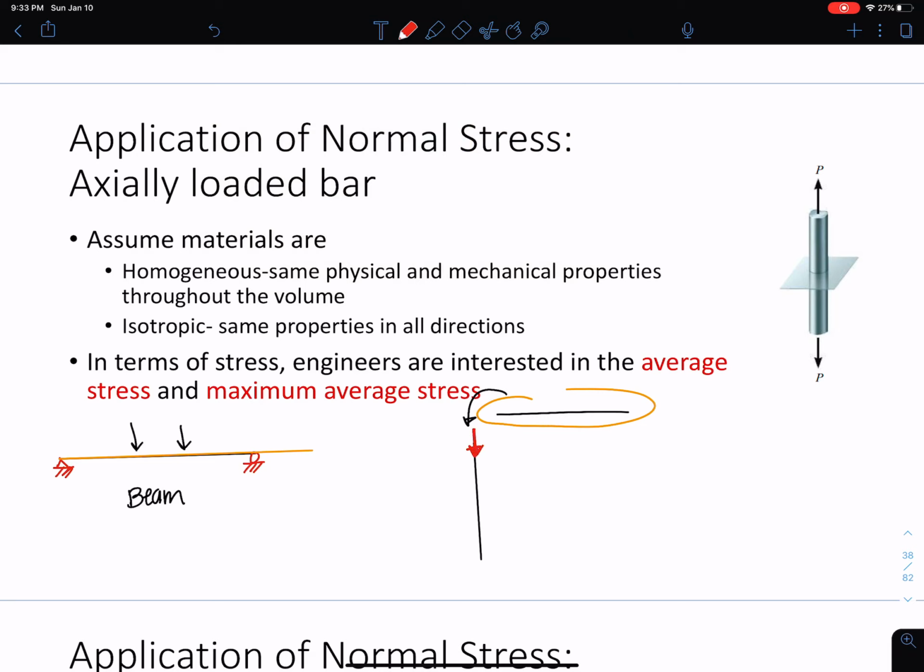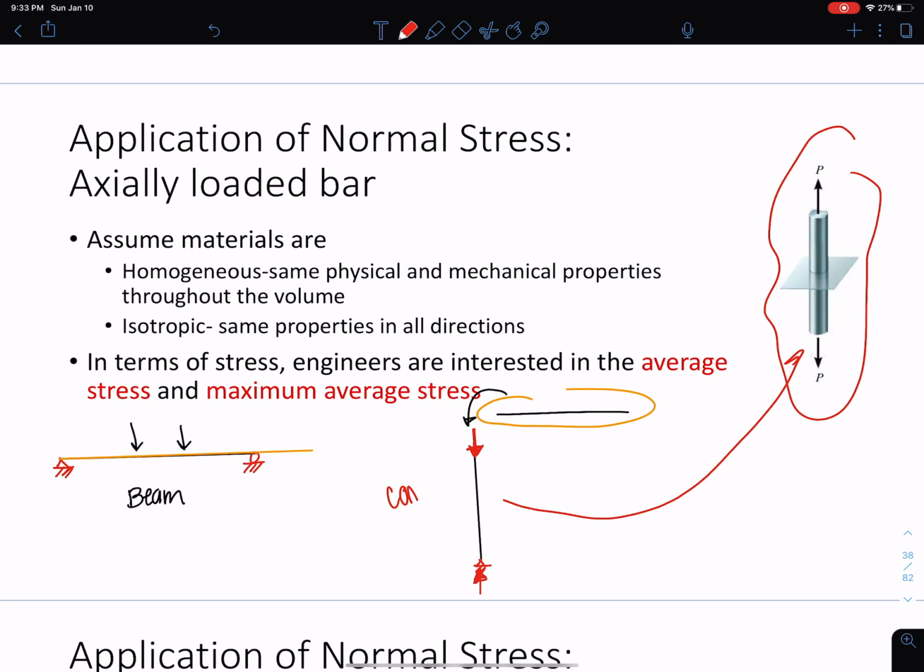Okay, and the column will be pinned, fixed here, whatever, and you'll get some type of reaction. So do you guys see that this system I drew is the same as this system here pretty much? This is just in compression, and this is in tension, but they're both loaded in just one direction, in the y direction. Okay, so columns are the same thing as axially loaded members. Columns are axially loaded members.